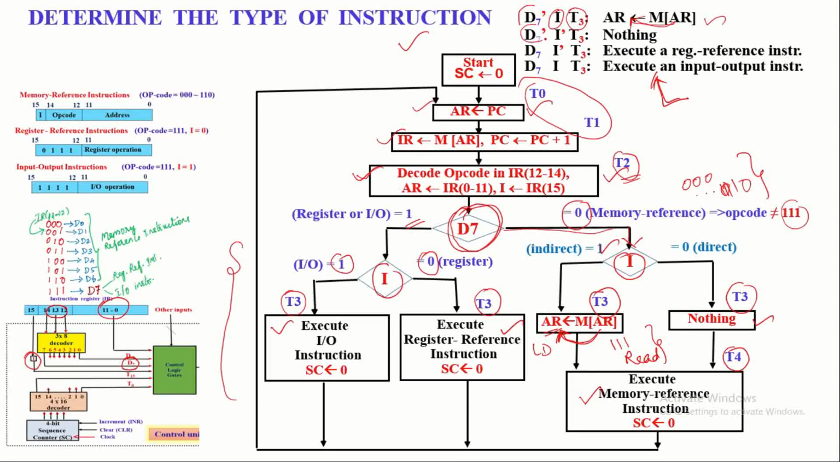When D7 is 0 and I equal to 0 during timing signal T3, nothing is performed. When D7 equal to 1 and I equal to 0 during timing signal T3, the register reference instruction is executed. When D7 is 1 and I equal to 1 during timing signal T3, then the IO instruction is executed. Like this, micro operations are performed during the different phases of an instruction cycle.